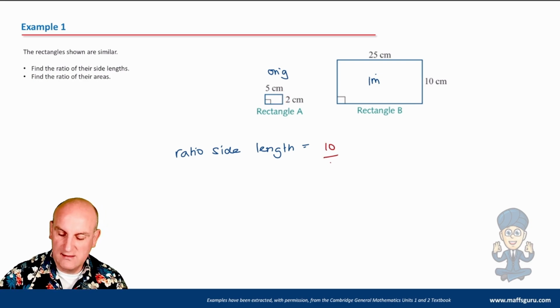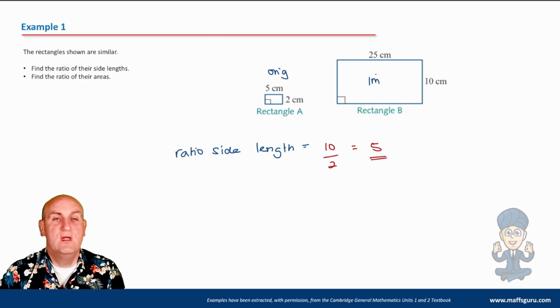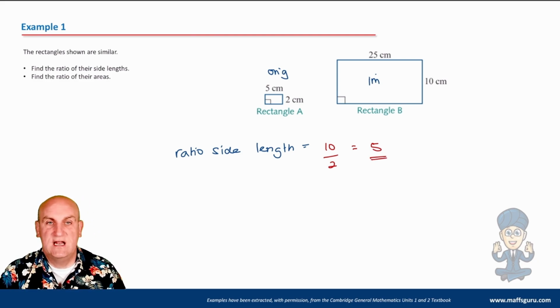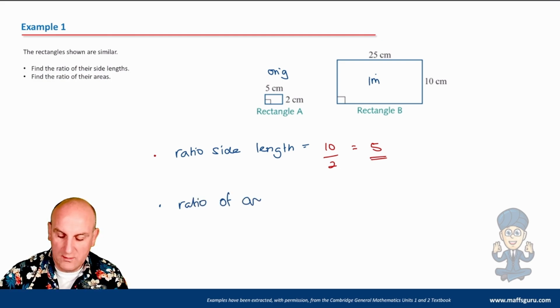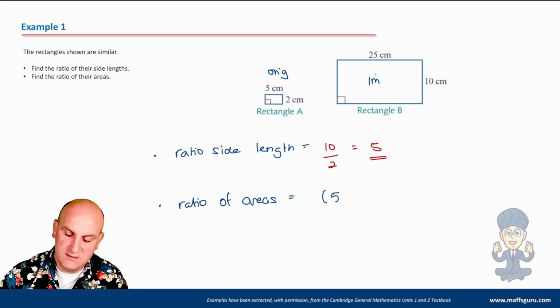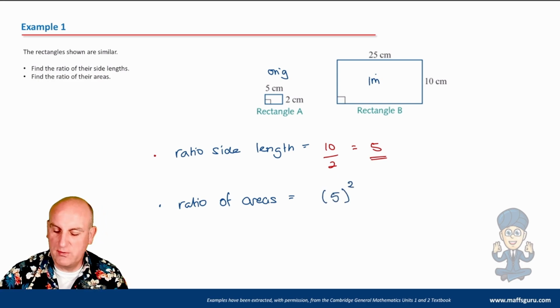So that's going to be 10 divided by 2, which gives me 5. So my ratio of side lengths is 5. I don't need the units because it's just telling me that that's times by 5. So that's my first dot point done. Fabulous. Ratio of areas. Well, again, once we know the ratio of my side lengths, which in this situation is 5, I simply square it to give me my ratio of areas, which gives me 25.